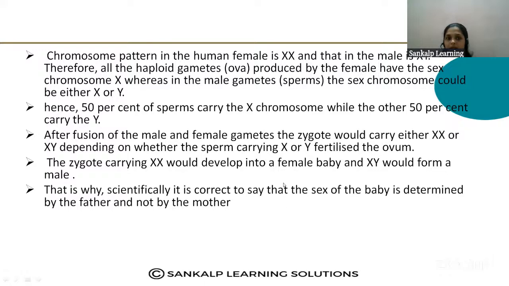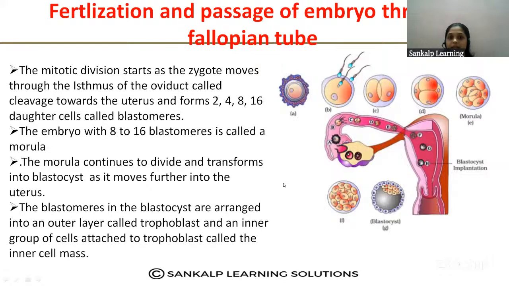Okay. So next topic is fertilization and passage of the embryo through the fallopian tube. Already we have studied this topic, fertilization. ಯಾವ ತರ fertilization ಆಗುತ್ತೆ ಅಂತ study ಮಾಡಿದ್ದೇವೆ. After the fertilization, what happens? So the zygote, what will it do after the fertilization? What happens to the zygote after the fertilization?